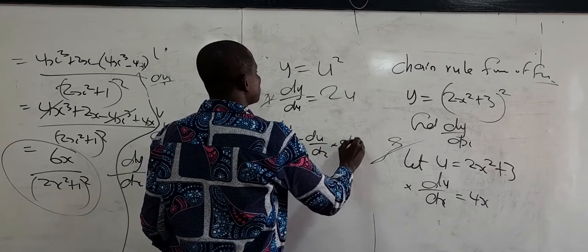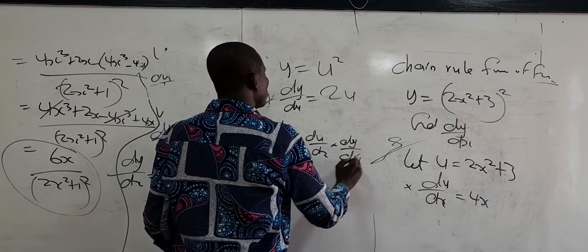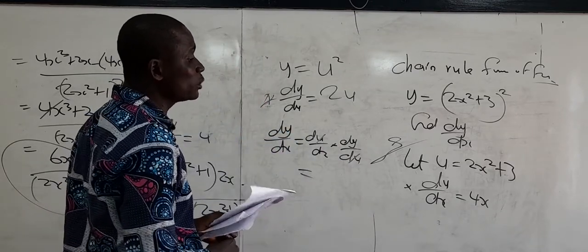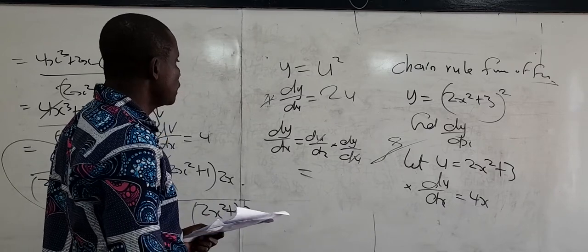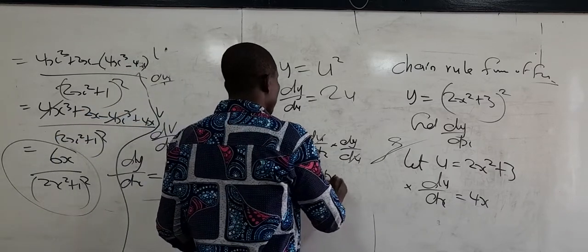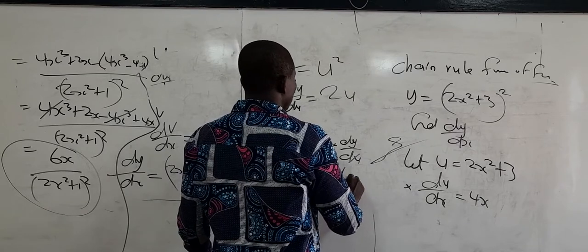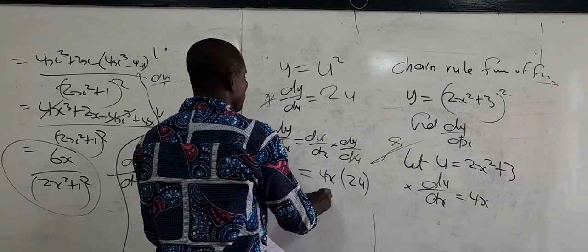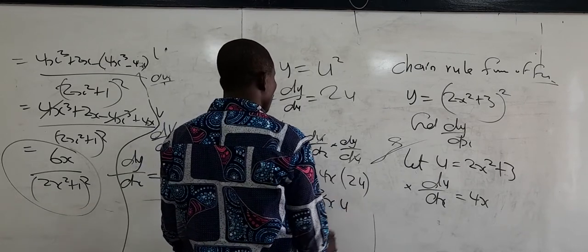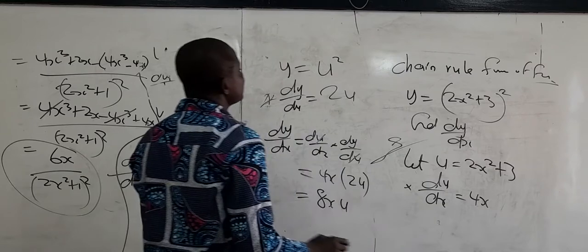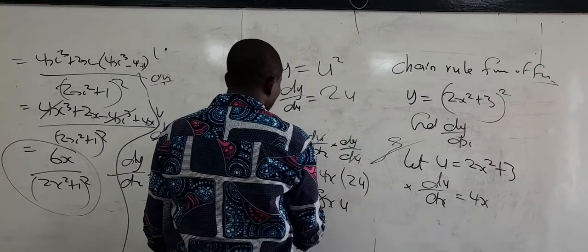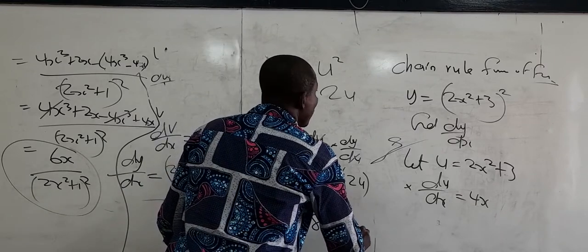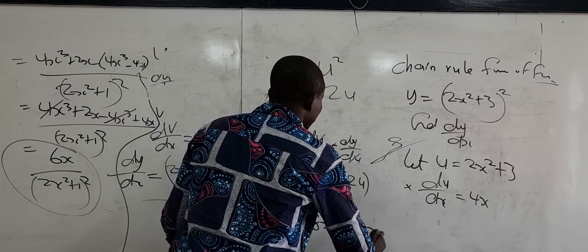When you finish, we say that dy/dx is equal to du/dx times dy/du. The bottom line is that you have to multiply the two differentials. So du/dx is equal to 4x, and dy/du is 2u. So it becomes 8xu. But note that we have already stated that u is this, so it becomes 8x into the bracket 2x squared plus 3.